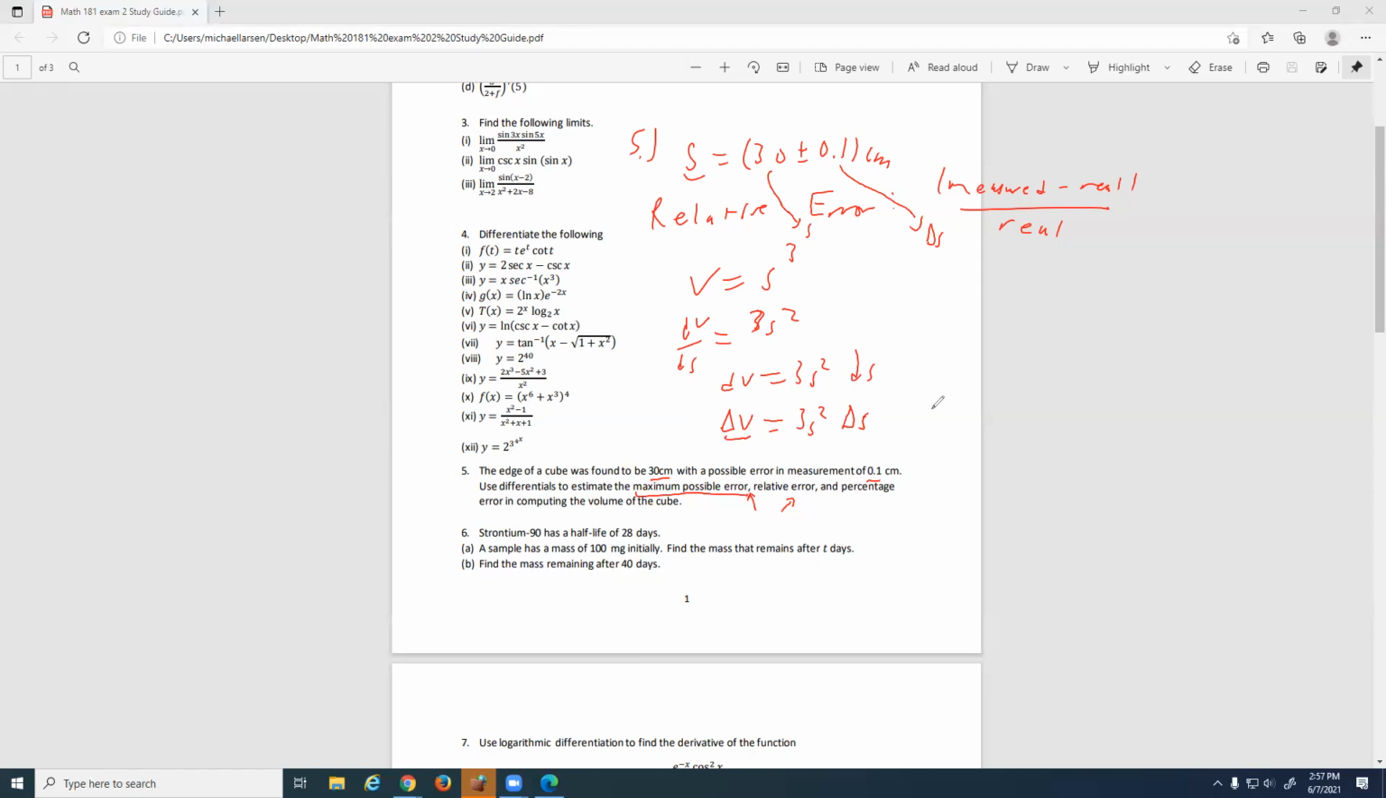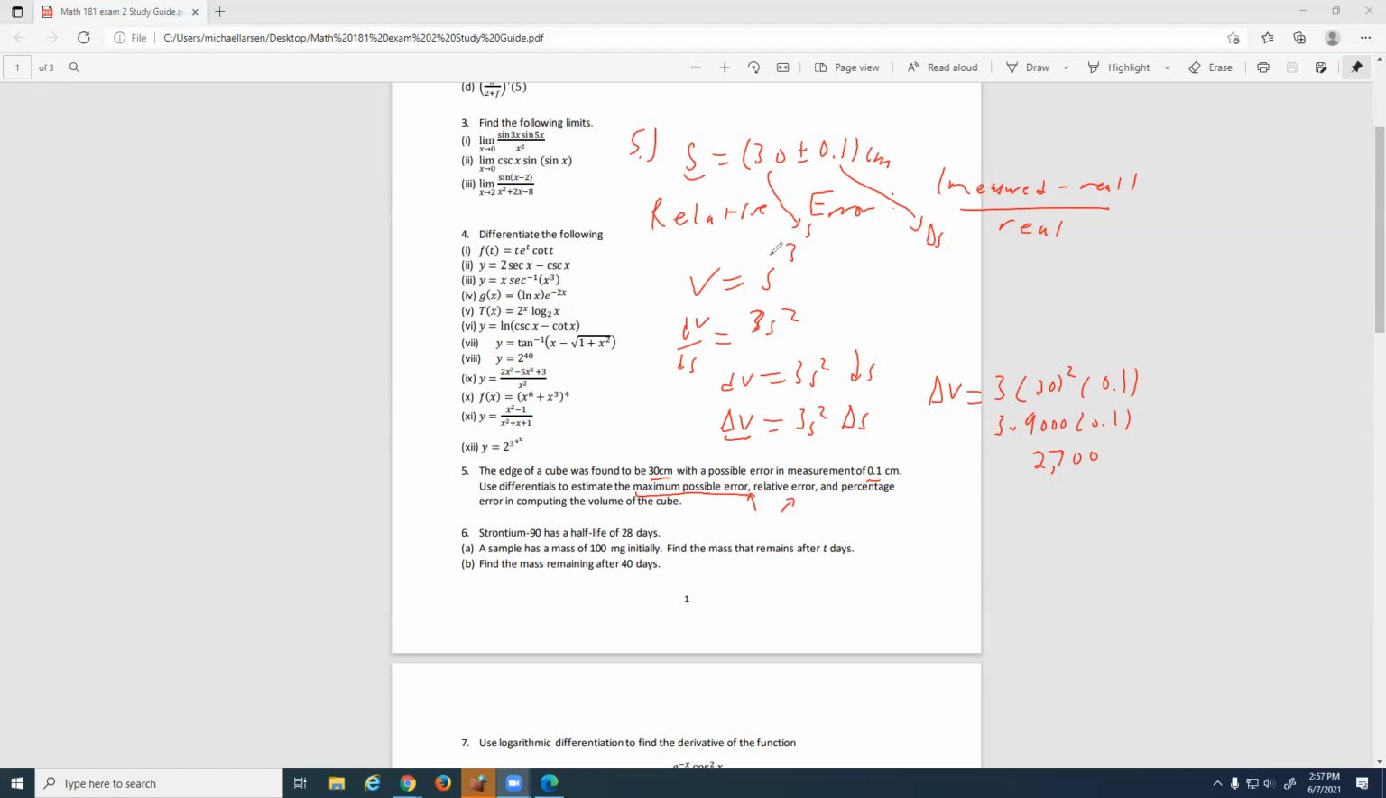So delta V should be 3 times 30 squared times 0.1. And I believe 30 squared is 900, times 3 times 0.1. From there, we should just get 270, I believe. Oh, that's too many zeros. All right, so does this look somewhat familiar? Hopefully.